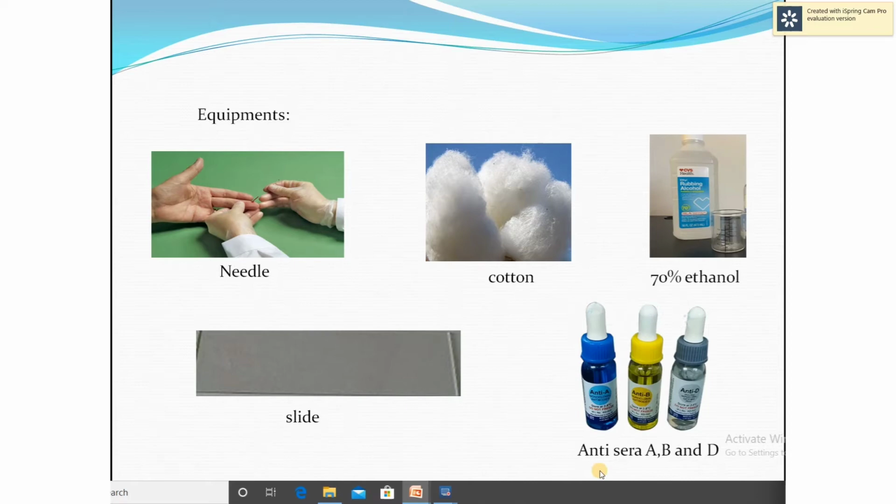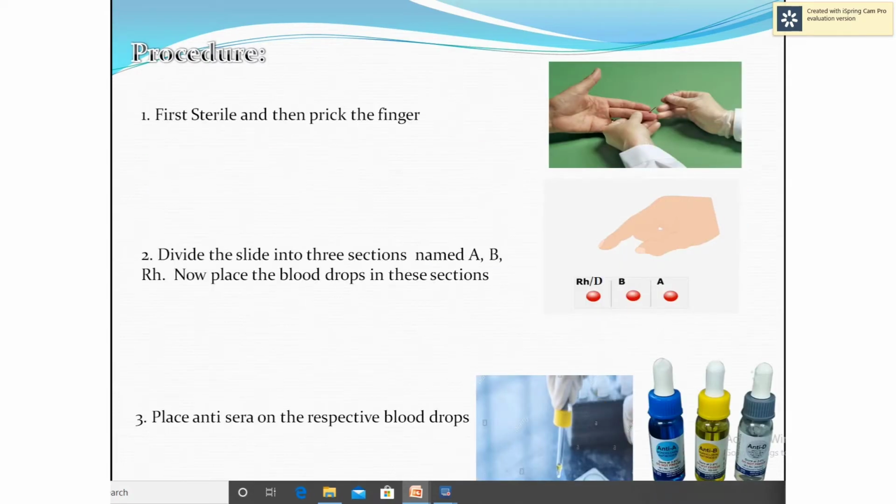And antisera A, B, and D. Antisera means antibodies, so please don't get confused with the word. These are the antibodies for A type, these are the antibodies for B type, and these are the antibodies for D type. So if anti-A, that is antibody A, reacts with antigen A, it will cause agglutination. So let us jump into the procedure.